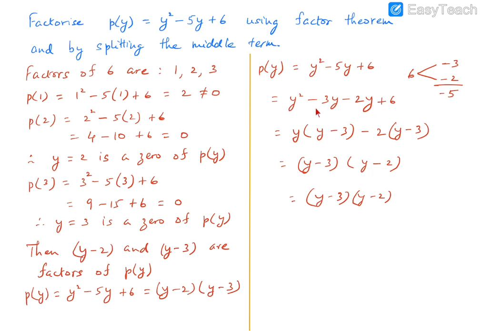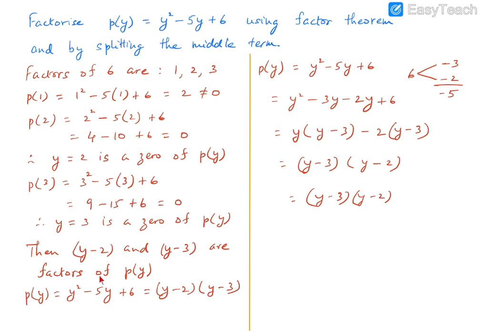In this particular case, we used the method of splitting the middle term. Now that we have a clear understanding of how to do factorization using the method of splitting the middle term, let us do some exercise problems using this method. The factor theorem method is something we have seen in the previous video as well, and we have seen that the factor theorem method is actually quite lengthy because we need to find the zeros by trial.